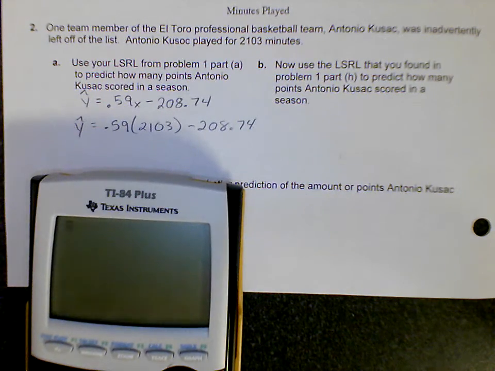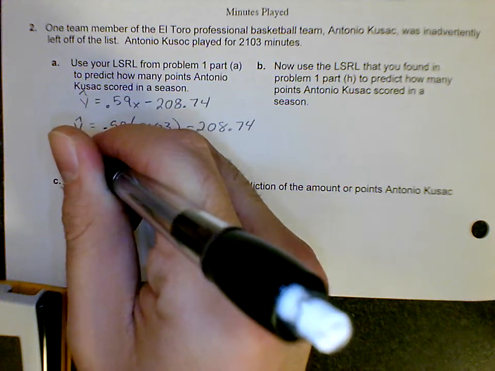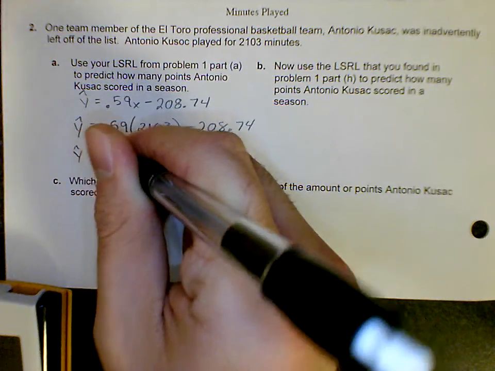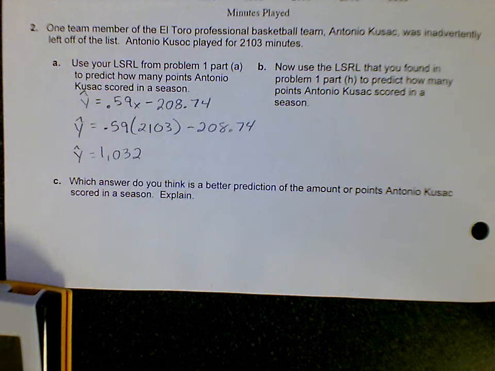So here's our calculator: 0.59 times 2103, end parenthesis, minus 208.74. And we get an answer of 1,032 baskets, our total points scored. The decimal doesn't make sense here because we can't score 0.03 points or 0.03 baskets. So we're just going to round that to the nearest point, which would be 1,032.